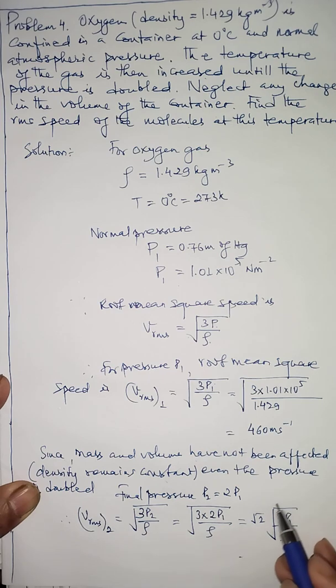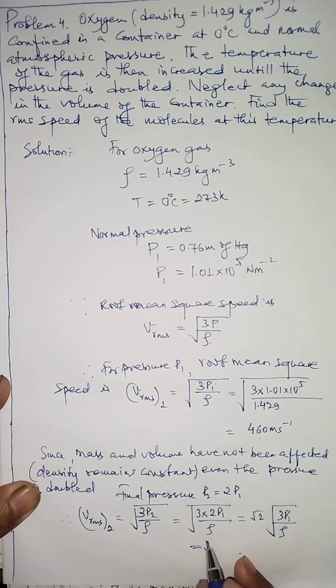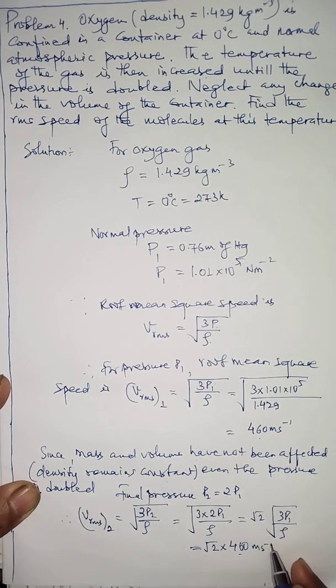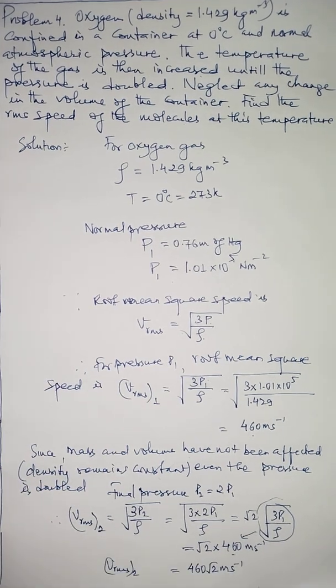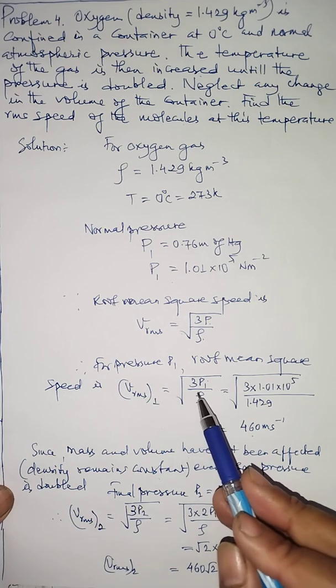See, I can write these two separately. The reason why I'm writing this is because the square root of 3 P1 by rho, this quantity, is already calculated as 460. Let me substitute. So square root of 2 into 460. This is 460 meter per second. See children, this quantity is 460. So the final answer is the root mean square speed of the same gas, oxygen gas, is 460 root 2 meter per second. This means when the pressure is doubled, keeping the density constant, even when the temperature increases to a certain extent, when the pressure is doubled without changing the density of the gas, the RMS speed increases by how many times? Root 2 times the speed that we measured at pressure P1.